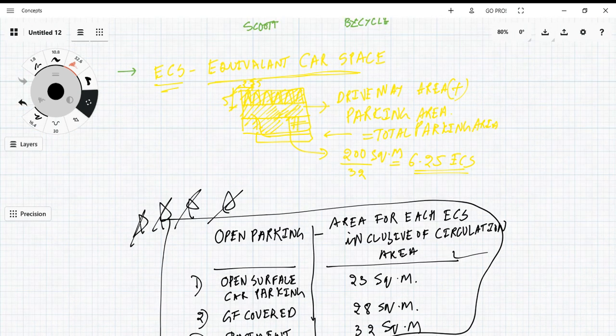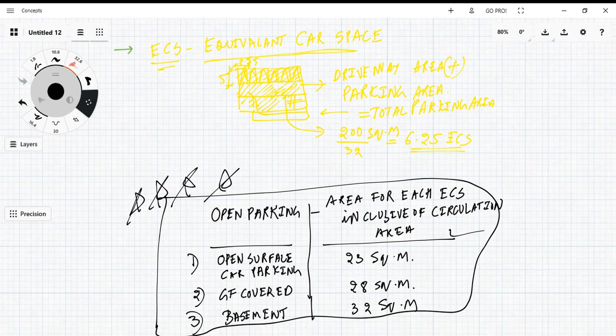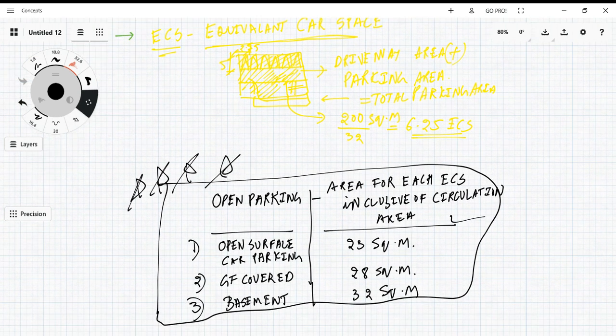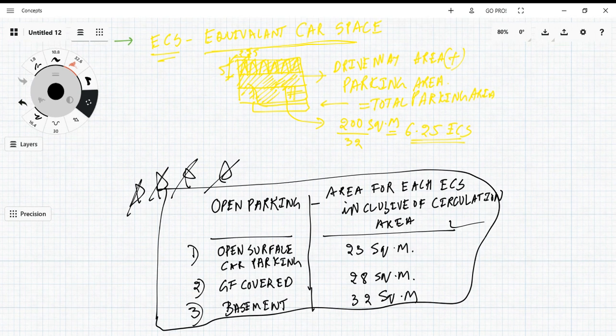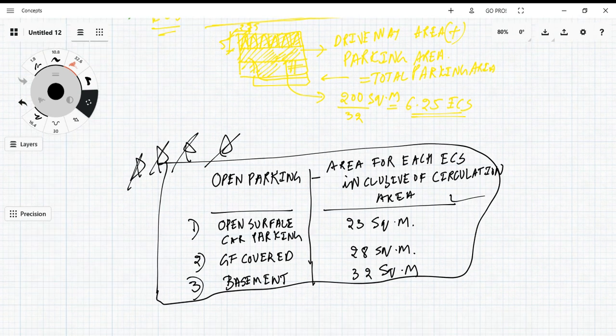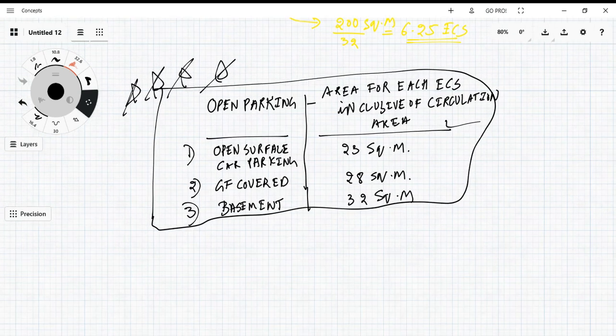Since this is in basement, I have divided the total area, that means parking area plus circulation area, by 32. If it is on surface, I would have divided this 200 square meters by 23 square meters. If it would have been in stilt floor, that means ground floor covered area, I would have divided this 200 square meters by 28 square meters. So I will get the required ECS.